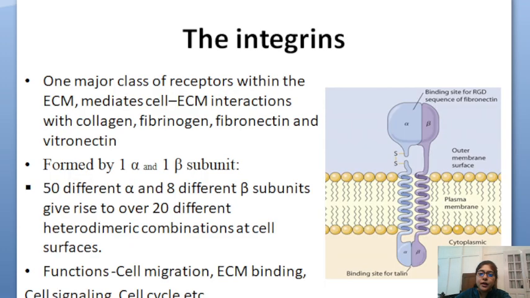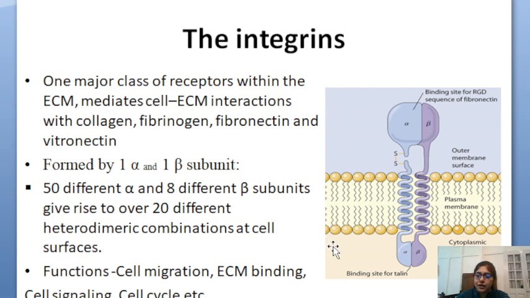The last one is integrins, one major class of receptors for the extracellular matrix. It mediates cell to extracellular matrix interactions with the help of different proteins like collagen, fibrinogen, fibronectin and vitronectin. These are formed by one alpha and one beta subunit, and various combinations of these alpha and beta subunits can give rise to 20 different types of integrins at the cell surface. The main functions of integrins are cell migration, ECM binding, cell signaling, cell cycle regulation, etc.